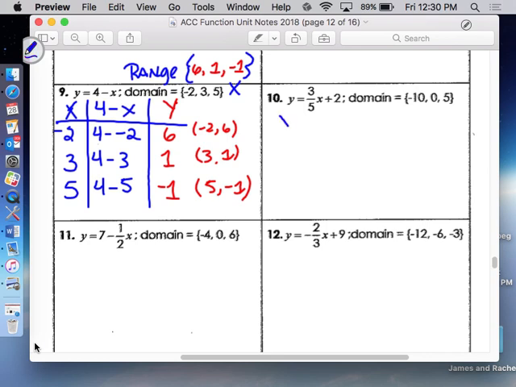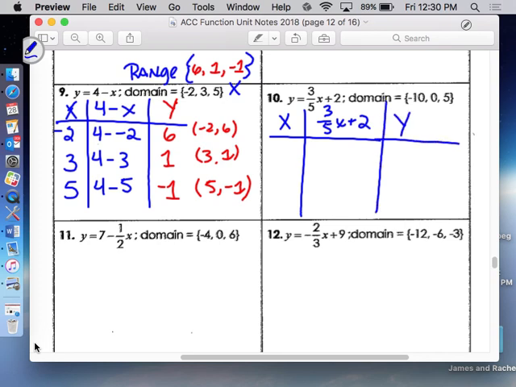So here I'm going to create my table once again. So I've got 3/5 times x plus 2. That's my equation as a function. And then what comes out would be my value of y. So I have -10, I have 0, and I have 5. So I'm going to give myself some space for scratch paper work. So first up, I have -10.